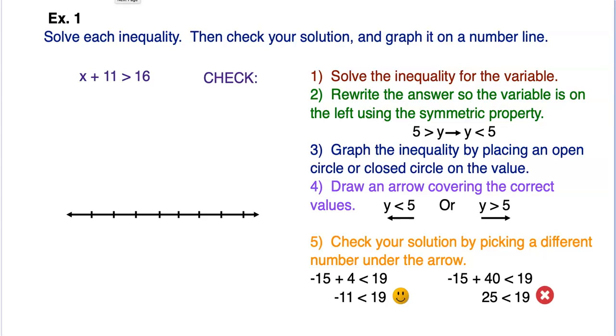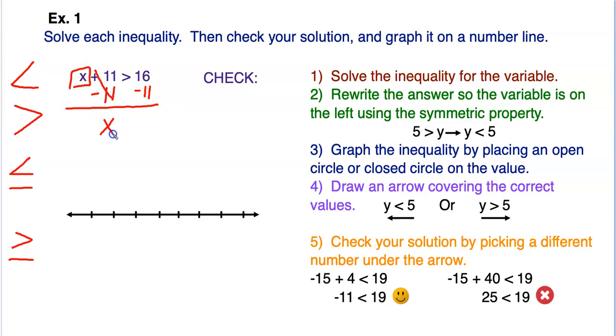So our first inequality, now with inequalities, we're going to have one of four things. We're either going to have less than, greater than, less than or equal, or greater than or equal. So our first one, these are going to be solved a lot like equations, except there's no equal sign there. You're going to have an inequality in its place. So we're going to solve for x, and we need to get rid of that plus 11, so we're going to minus 11 from both sides of our inequality. So x is going to be anything greater than 5.